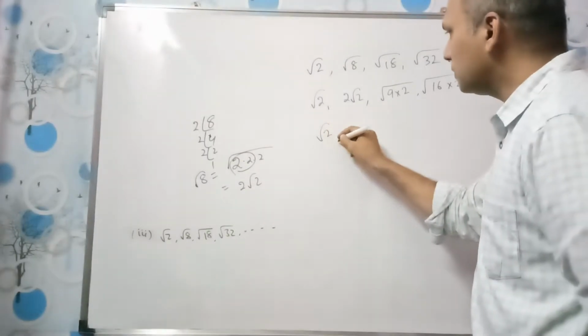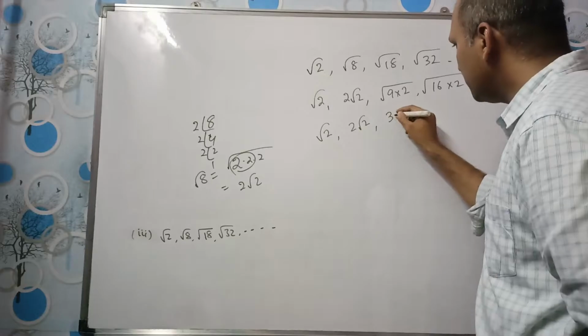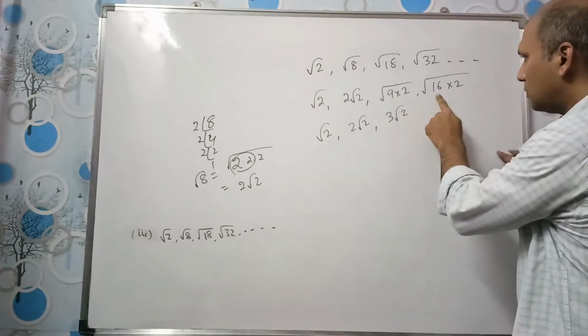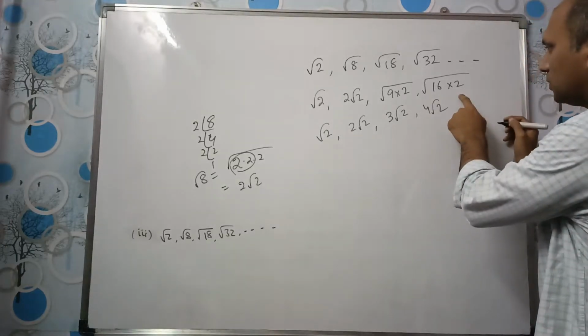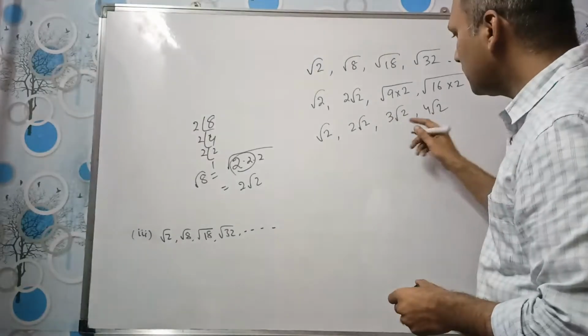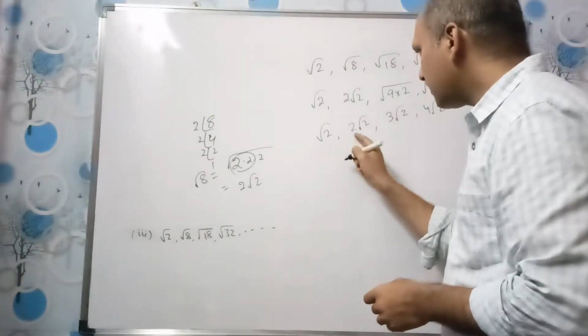So this will be root 2, this will be 2 root 2, this will be 3 root 2. Root 9 is 3, root 2 is root 2. Root 16 is 4, root 2. Okay, so this is the first term, second term, third term, fourth term now, right? So let us find the difference.